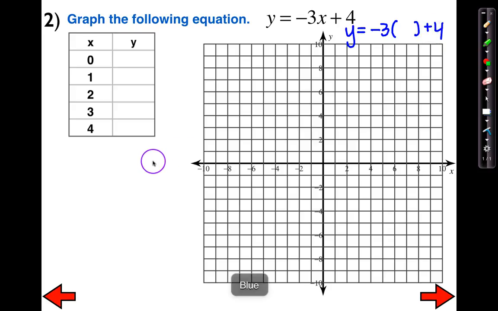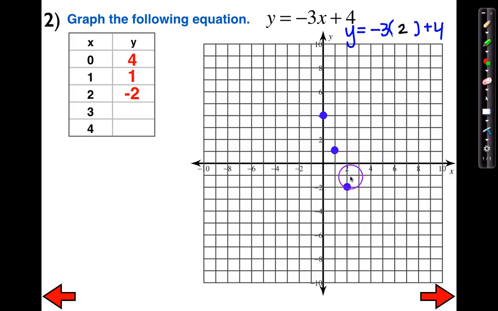So for the very first one, since it does tell me that x is 0, I'm going to plug in 0 here. If x is 0, y equals 4. Next number, if x equals 1, y would equal negative 3 plus 4, which is 1. Okay, so I'm going to go ahead and graph that 1, 1. Next one, what if x equals 2? Let's put that in. If x equals 2, y equals negative 3 times 2, which is negative 6 plus 4, which is negative 2. So we're going to go ahead and put negative 2 here, graph that. So it's 2 comma negative 2.